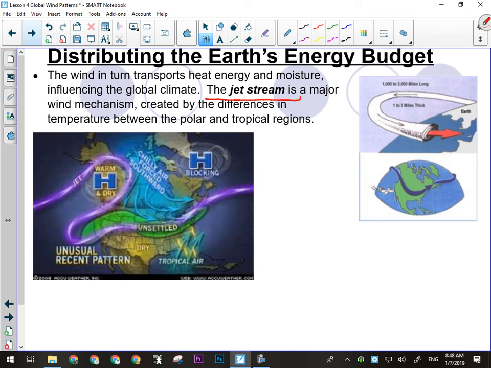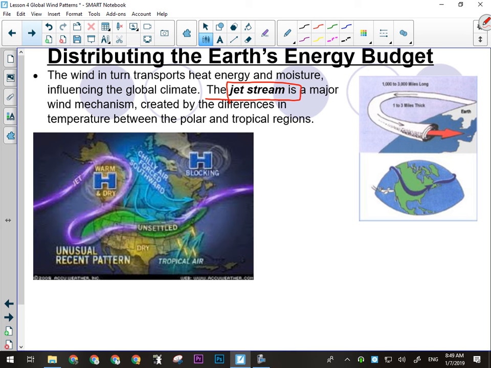The jet stream, how many people have heard of the jet stream? At least heard the term. The jet stream is a high altitude, very high speed wind mechanism. It influences our weather a lot, but it also helps to transfer latent heat as well as sensible heat around the globe. Even though it's at a very high altitude, it can influence the movement of air at lower altitudes.